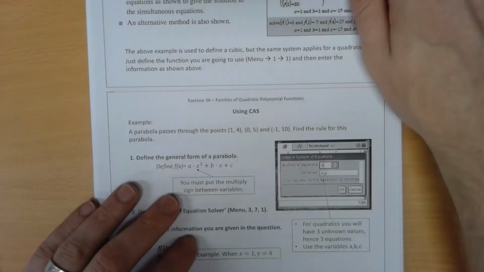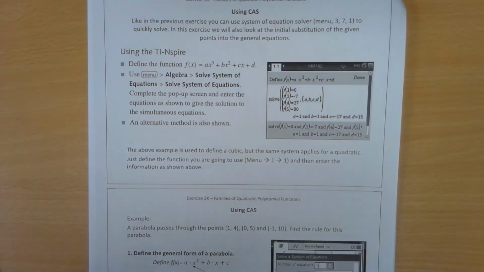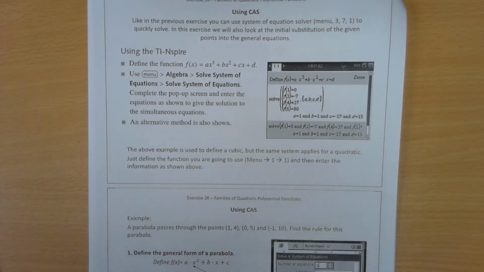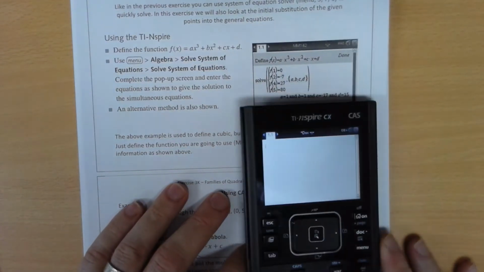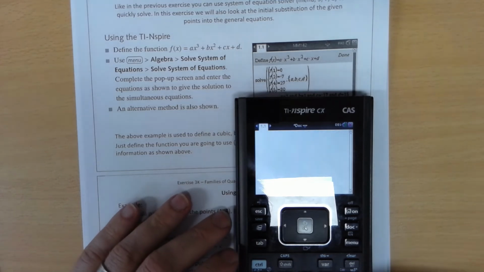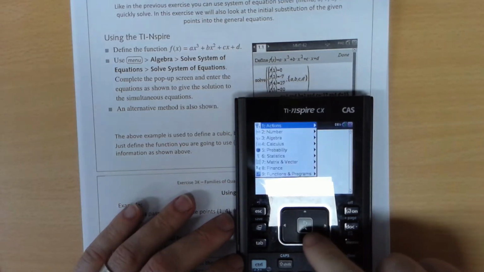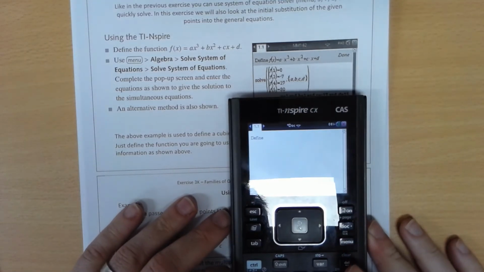Now, in that case though, we can do this with our CAS. So let's have a look at doing this on our CAS. Okay, so right here, first off we need to define. So if I go actions, define, so that was menu 1.1, okay, and I'm going to type it in.